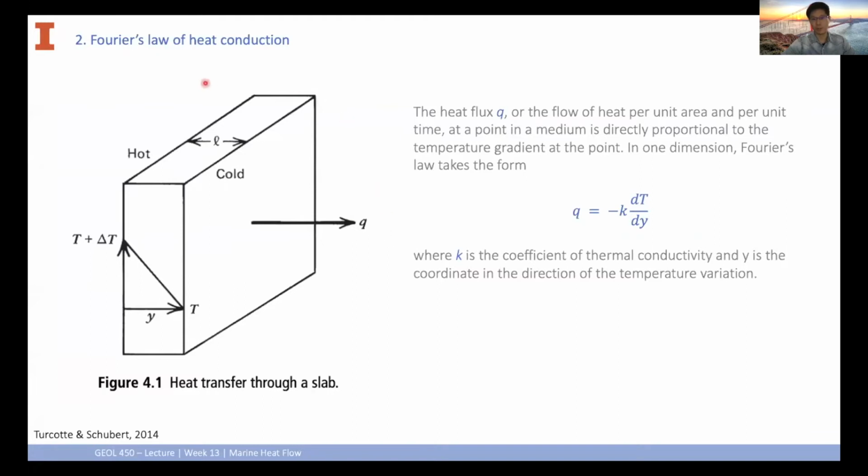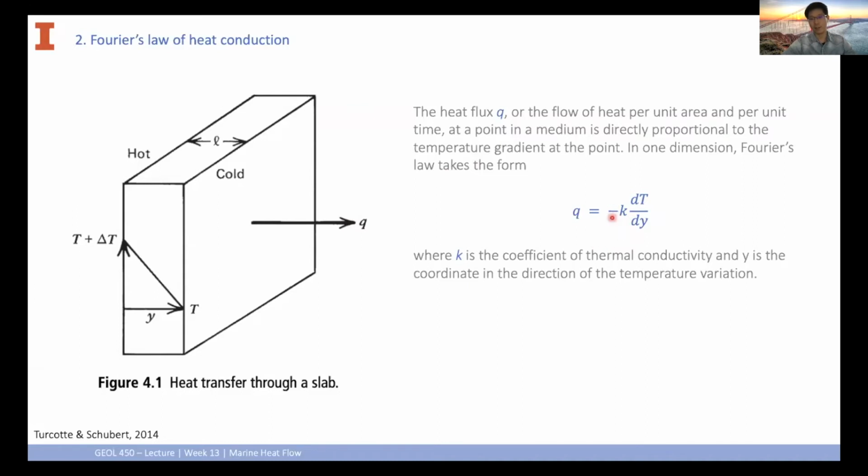So we use Fourier's law of heat conduction to describe the heat flux in relation to the temperature distribution. The heat flux Q is the flow of energy per unit area and per unit time. At a given point, this flux Q is proportional to the temperature gradient. We can see here Q equals negative K multiplied by the temperature gradient.